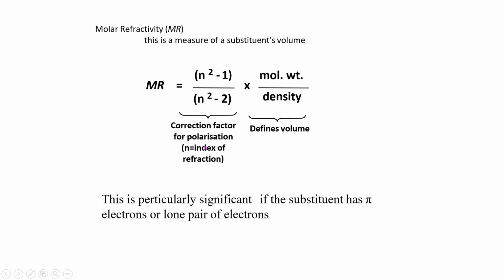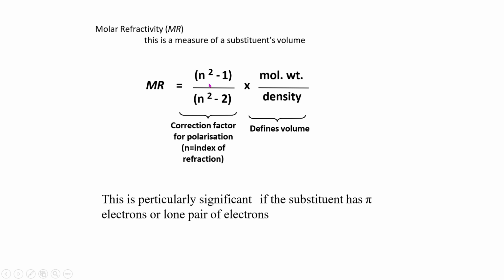So the correction factor for the polarization is n square minus 1 divided by n square plus 2, multiplied by the molecular weight of that compound divided by the density. This other part of the equation will define the volume, and the earlier part of the equation will give the correction factor which is involved in the polarization, that is n square minus 1 divided by n square plus 2. Now n is the refractive index, M is the molecular weight, and d is the density of the compound.